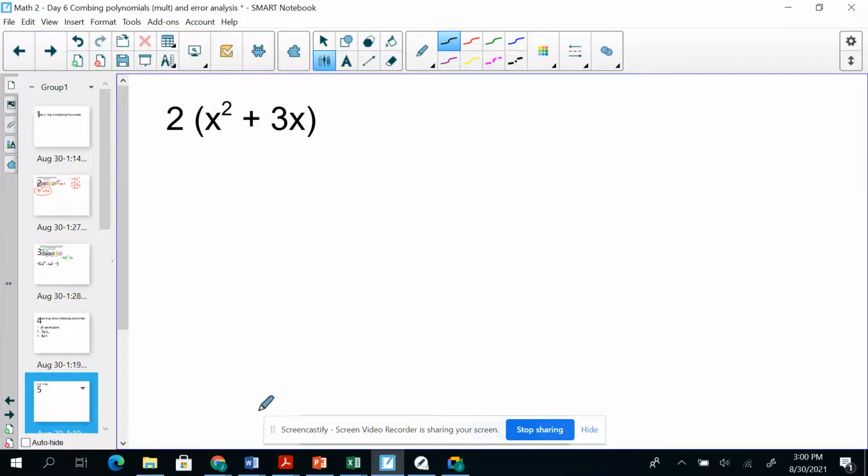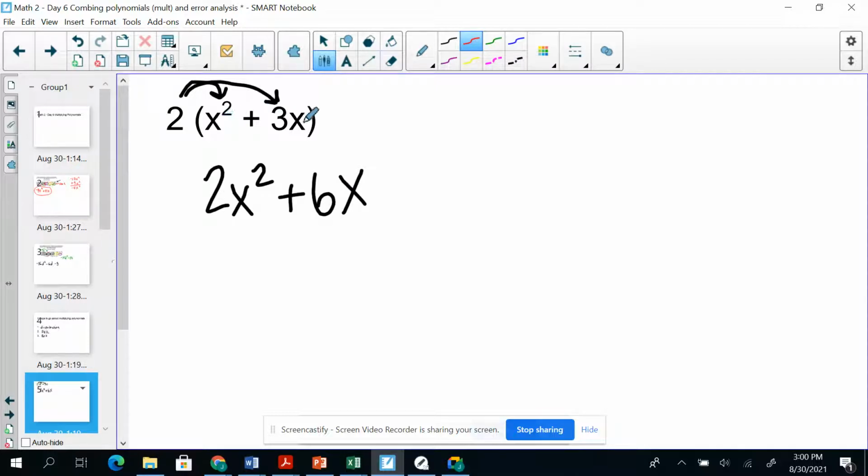So our first example, super simple. You could do box method, but it'd be a waste of space maybe and time in this case, because you've been doing a basic distribution like this since 8th grade. So we're going to take the first one. So 2 times x squared is going to be 2x squared. And then 2 times 3x is going to be 6x. It is in x squared and then x order. Because this was already in descending order or standard form, then your answer came out in standard form and you're done. So that's the most basic distribution you possibly can do.